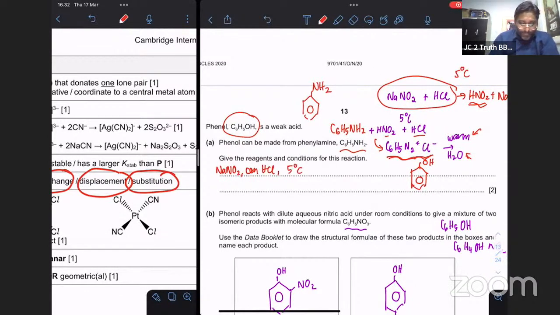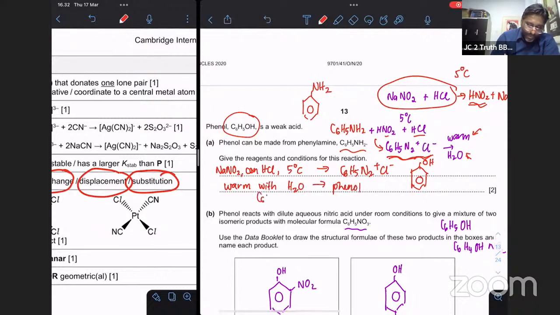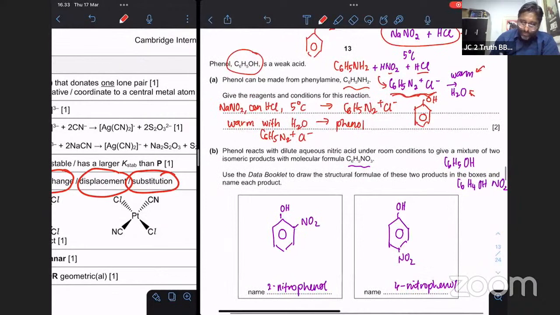After you do that, you are going to get C6H5N2+Cl-. After that, what you need to do is warm it with water. When you warm with water, it will change into phenol. So this benzene diazonium salt will change into phenol. Please take note of that. Now, phenol reacts with dilute aqueous nitric acid under room conditions.